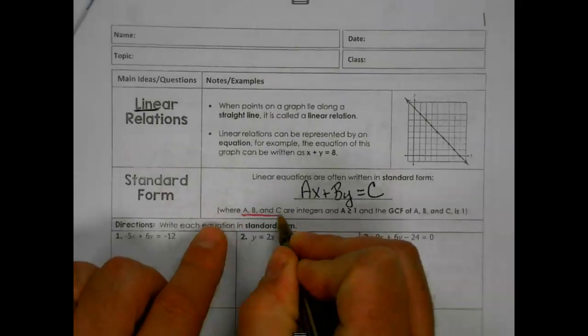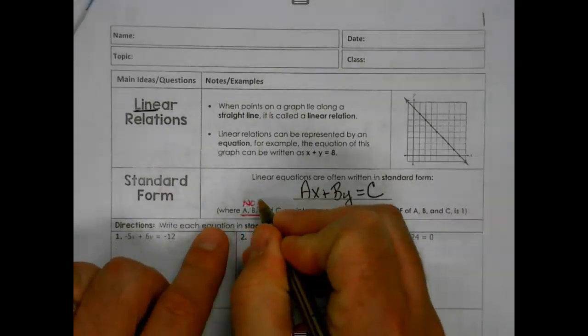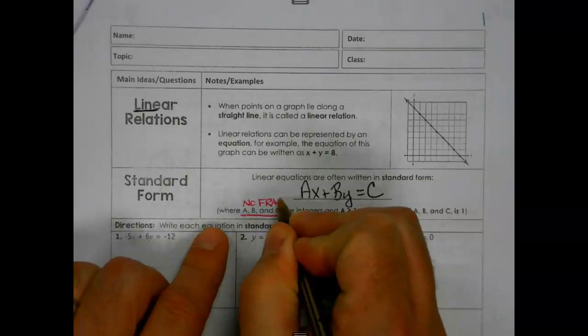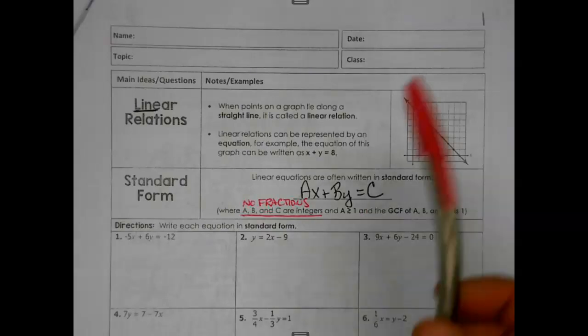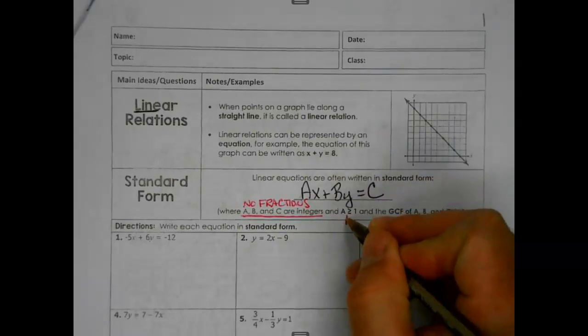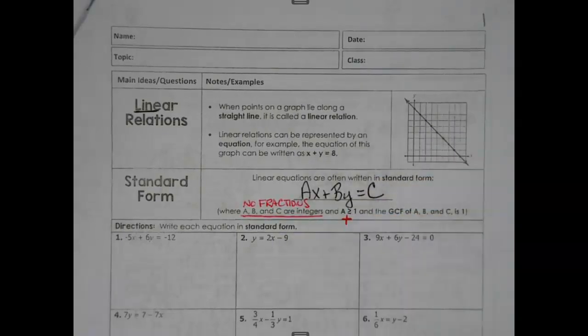A, B, and C are all integers, which is just a non-direct way of saying we can't have fractions here. If you see a fraction in something, we've got to do something to take care of it. Multiply through by a number, whatever that happens to be. A has to be greater than 0, which means A has to be positive. That's the two main things. The GCF being 1, that's just going to come in with the fractions part. So no fractions, the A value has to be positive. Those are the two rules that we've got to keep straight.